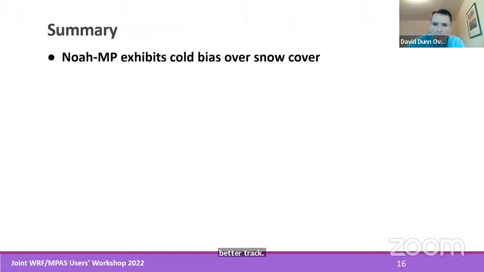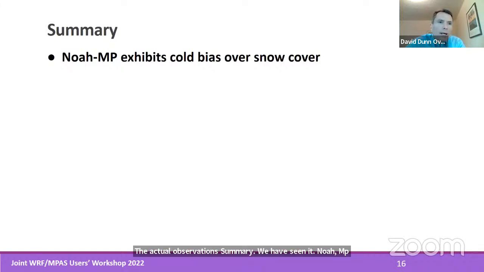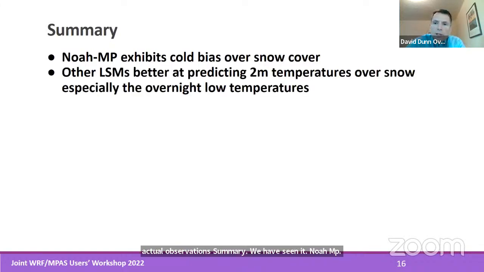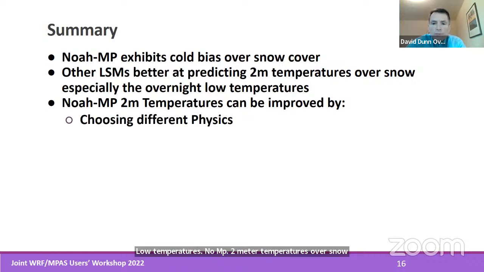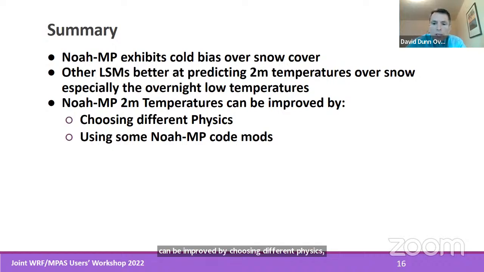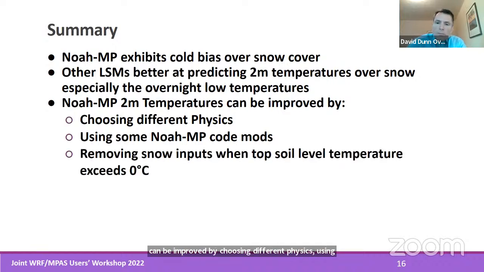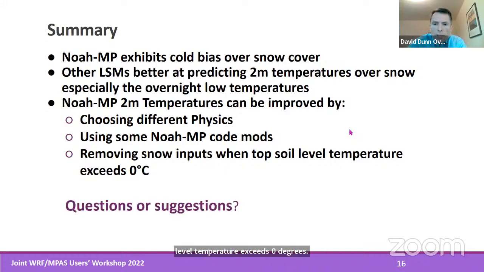In summary, we have seen that NOAA MP exhibits a cold bias over snow cover. Other LSMs are better at predicting 2-meter temperatures over snow, especially the overnight low temperatures. NOAA MP 2-meter temperatures over snow can be improved by choosing different physics, using some NOAA MP code mods, and removing some snow inputs when top soil level temperature exceeds 0 degrees Celsius. With that, I would like to conclude and hear your questions or suggestions from people.